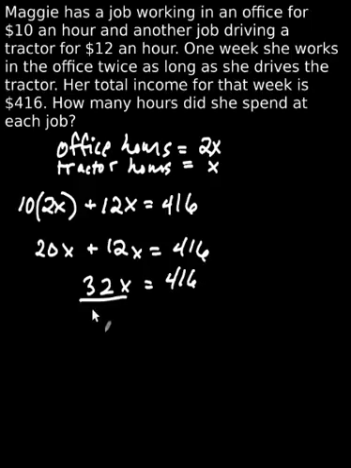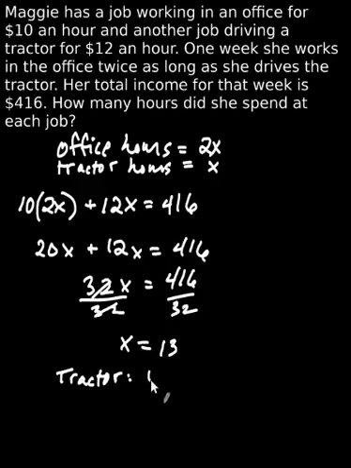If I divide both sides by 32, what do I get? Well, x is going to be equal to 13. 32 goes into 416 13 times. Let me just double check that. Yeah. Okay, so what does x represent? The number of tractor hours, right? So she drives the tractor for 13 hours this week.